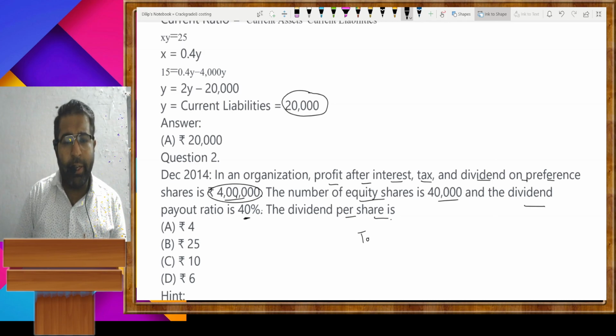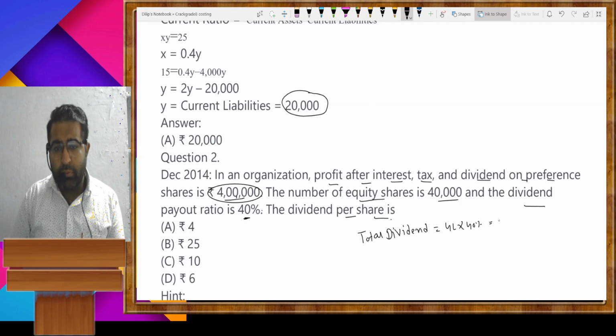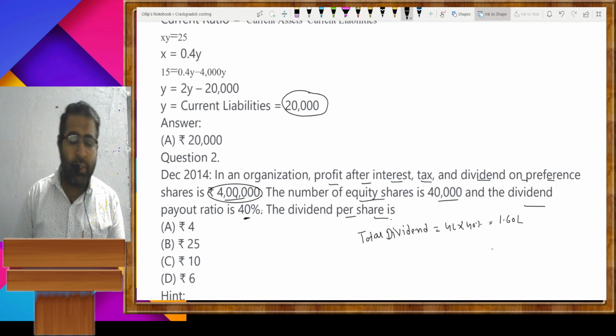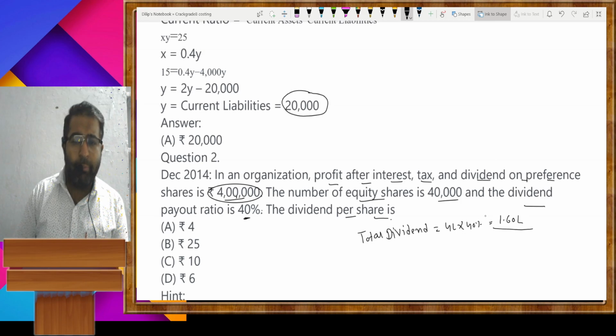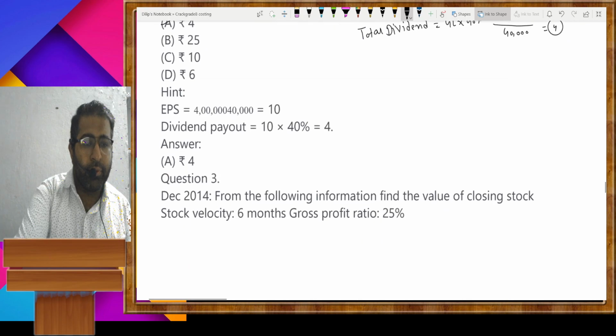So total dividend is 4 lakh multiplied by 40%, which is 1 lakh 60,000, sorry, not 16 lakh. It is 1 lakh 60,000 divided by number of equity shares 40,000. So answer is 4 rupee. Okay.